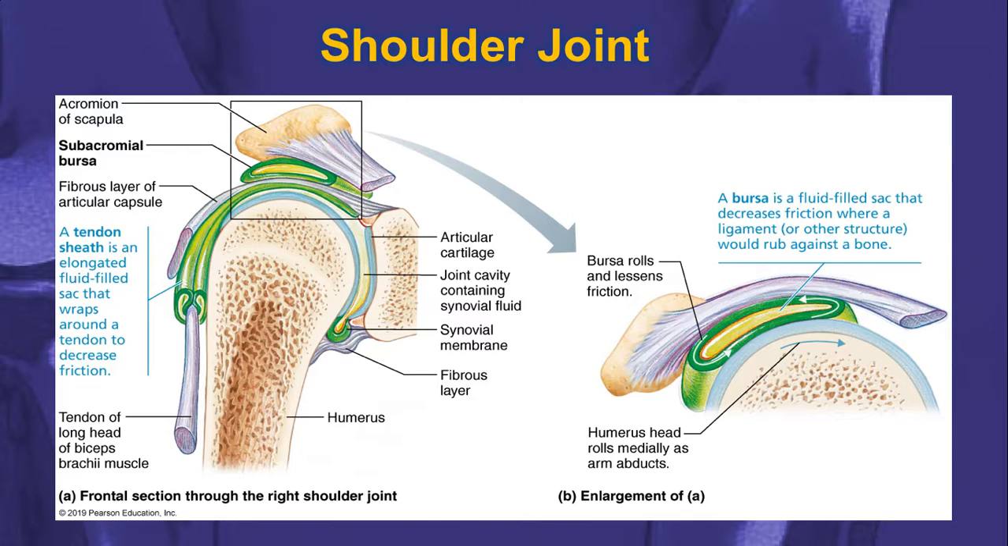Hyaline cartilage, or articular cartilage, there on the sides. We have a bursa up here. Okay, so a little synovial fluid-filled package. If we zoom in, we can kind of see how it works.